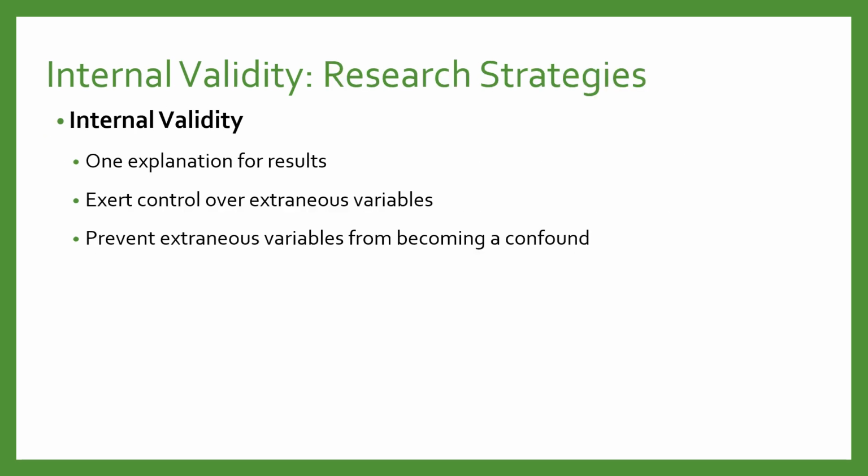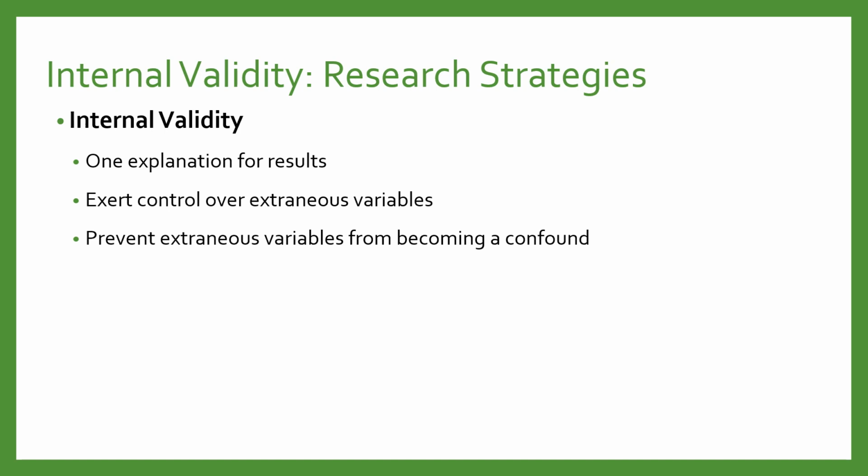So when it comes to the overall research strategy, internal validity is all about making sure that you have one explanation for results. And that explanation is the independent variable, right? So you want to make sure that the independent variable is the reason that you saw differences or changes in the dependent variable. You really want to prevent an ambiguous explanation for the differences in the dependent variable between conditions based on the independent variable or the relationship between those two variables that you're looking at.